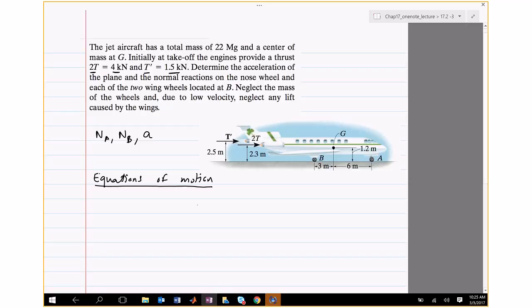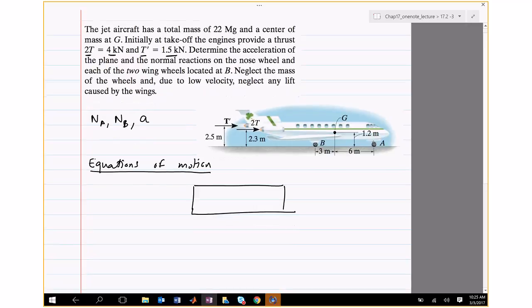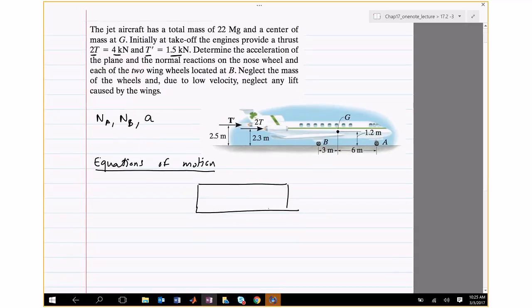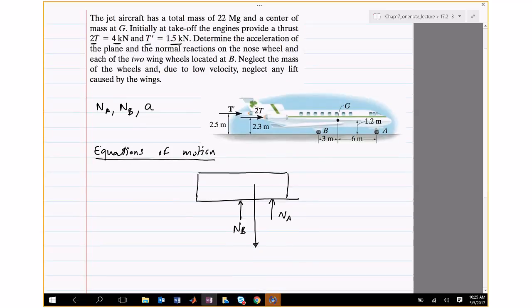So with that, I'm going to draw the plane as a block. I don't care about the shape. I just want to ensure that the forces are at the right place. So there is a normal force at A, a normal force at B, and there is gravitational force.